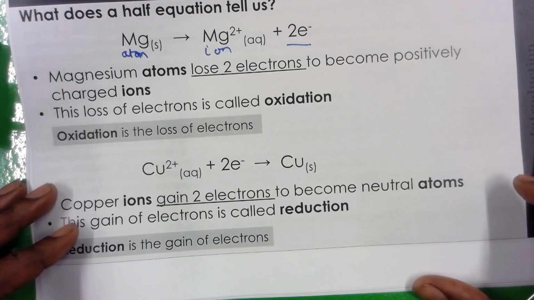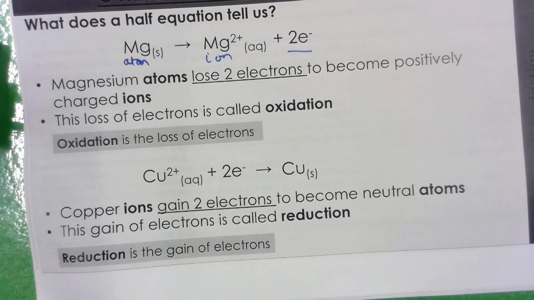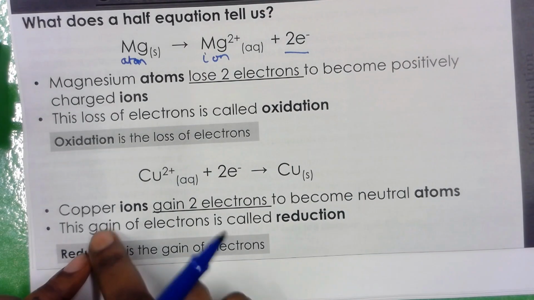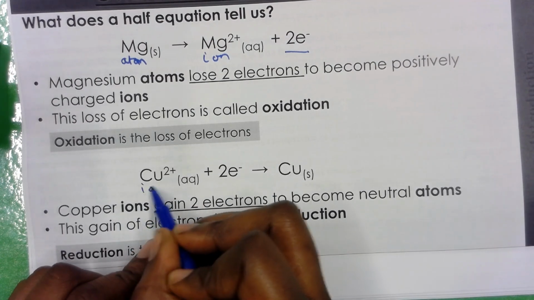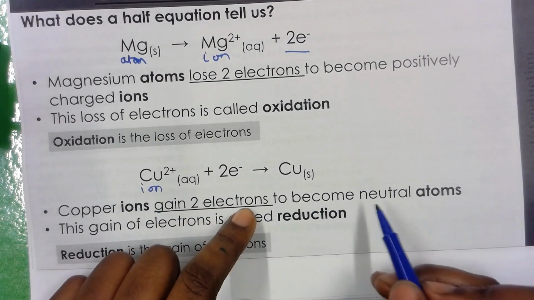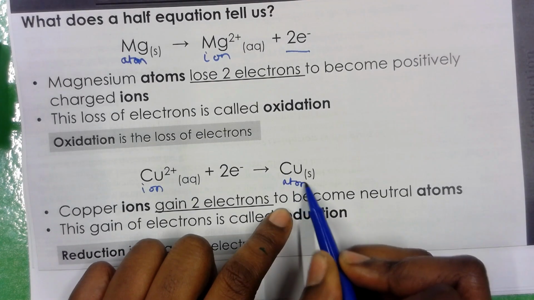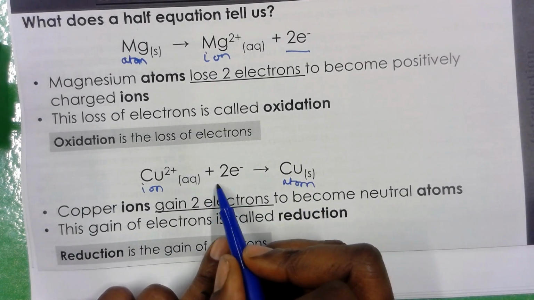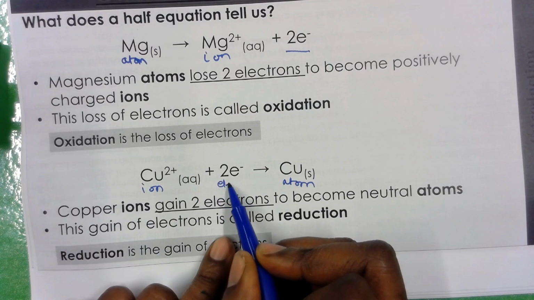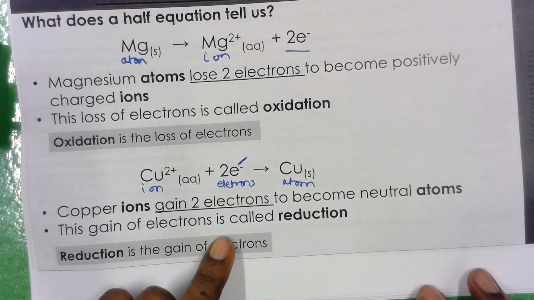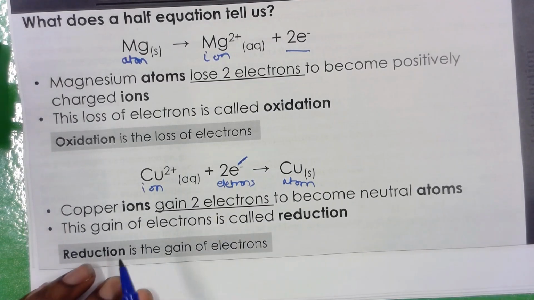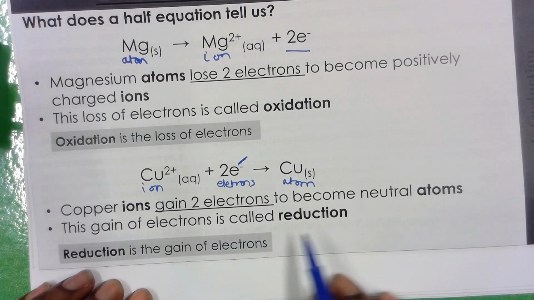Okay, let's look at the copper. So we're looking at half equations. Remember, shortly we're going to see where these take place, so at which electrode. We're looking at copper. A copper ion has had to gain 2 electrons to become this neutral atom. So here we're showing the gain of those electrons. Remember, this signifies our electrons. It's gained 2 electrons. So the gain of electrons is called reduction.